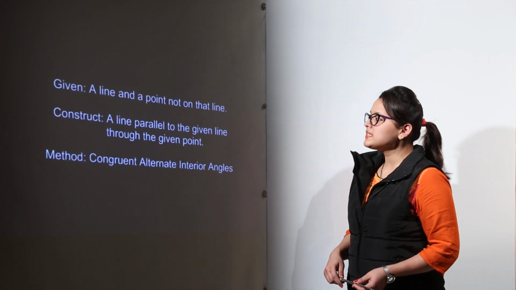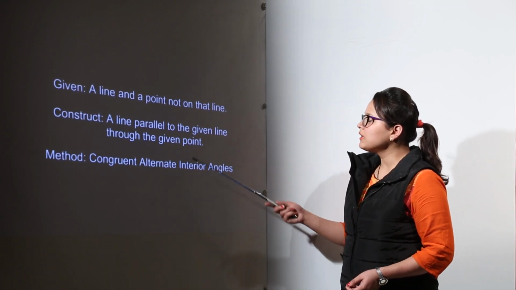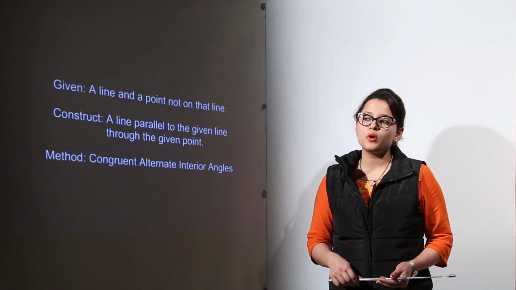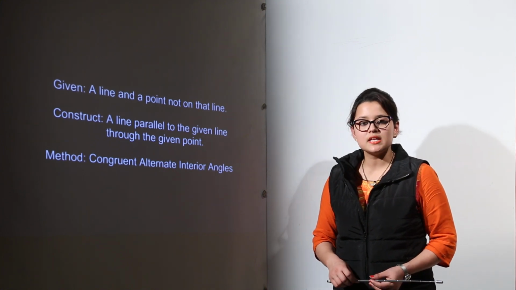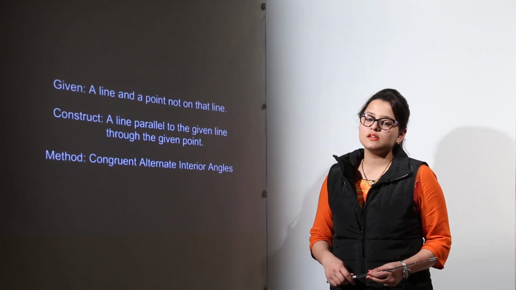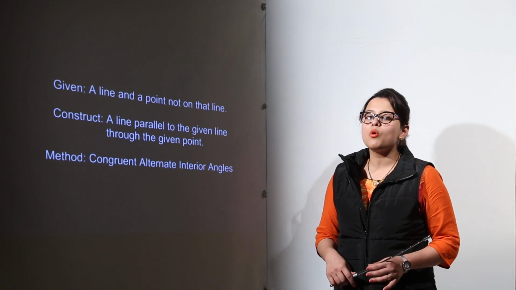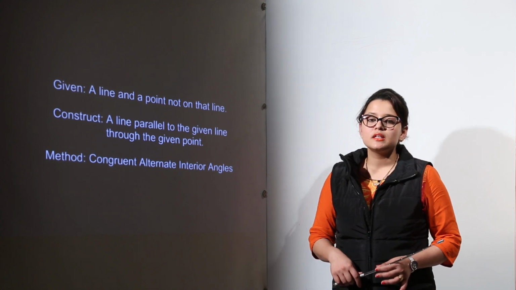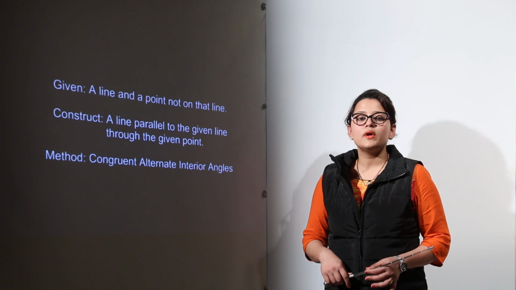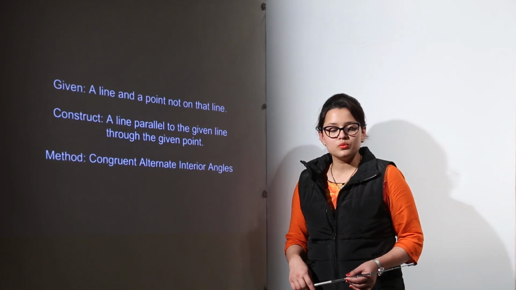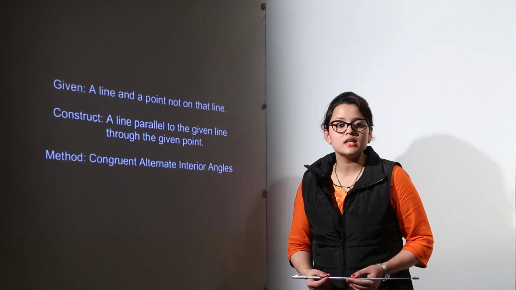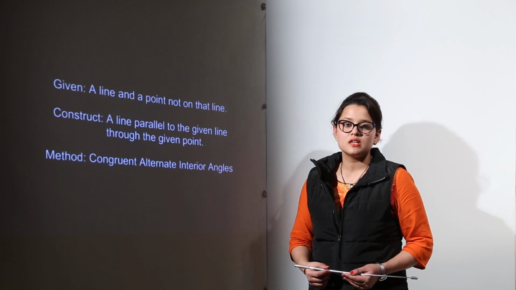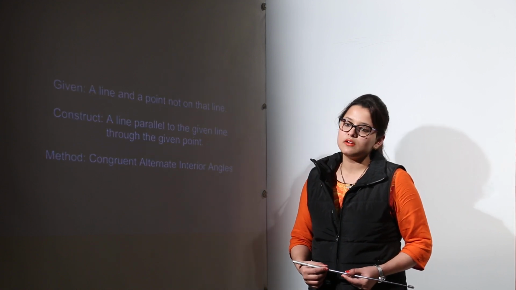Now we are doing the same thing, constructing a line parallel to a given line through a given point, but the method has changed, that is the alternate interior angles method. Now what are alternate interior angles? They are nothing but, when the two lines are parallel to each other and a transversal is passing through the two lines, then we have the alternate interior angles.